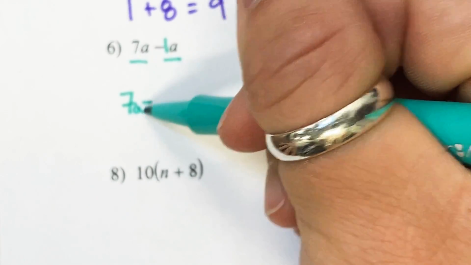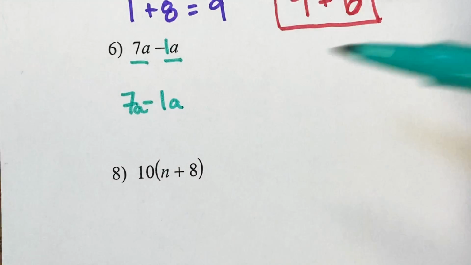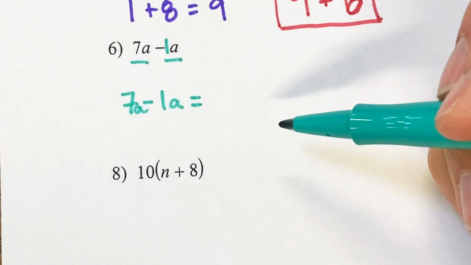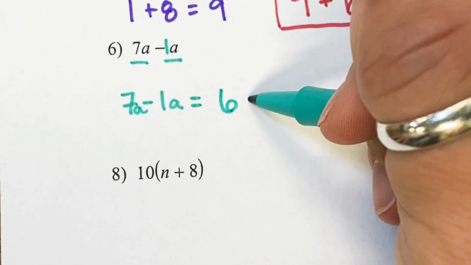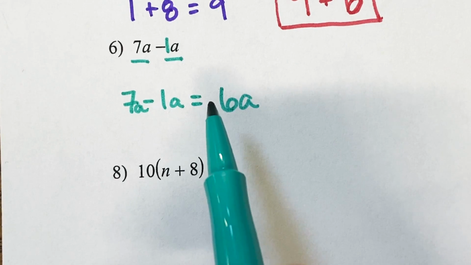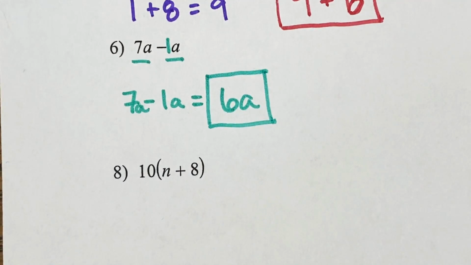So let me rewrite that. 7a, or think like 7 apples minus 1a, or 1 apple. How many a's or apples do I have? 7 minus 1? 6a. Right? Is there anything else to combine? Nope. So that is our simplified expression.